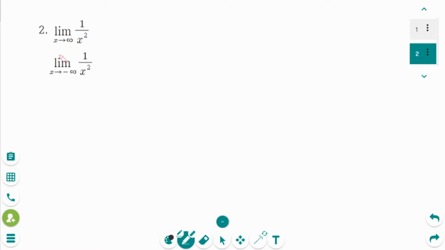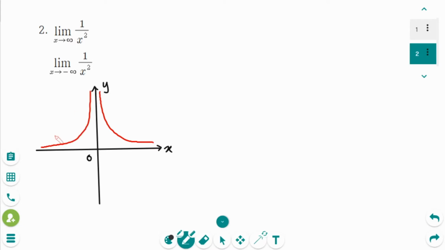This is the next question. Solving using geometry requires the graph y equals 1 over x squared. This one is the x-axis. This one is the y-axis, 0. And this is the graph. As x approaches infinity, the value of x keeps going to the right. So the y value, 1 over x squared, equals 0.